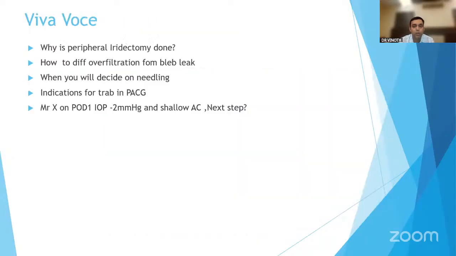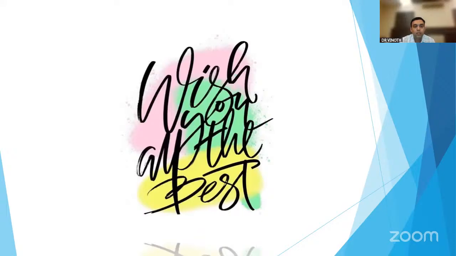So the points of questions: why is the peri-phylactic done, and how to differentiate overfiltration from a bleb leak. When will you decide on needling? What are the indications for trab in angle closure? And for example, Mr. X on POD1, IOP is 2 and shallow AC, how would you intervene in such conditions? So these might be the exam-oriented questions, and I wish you all the best.